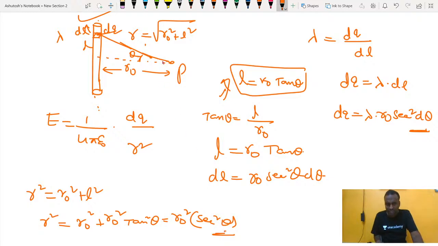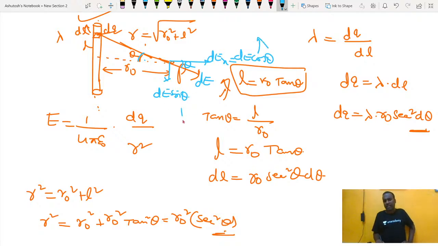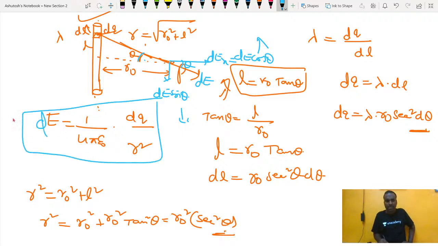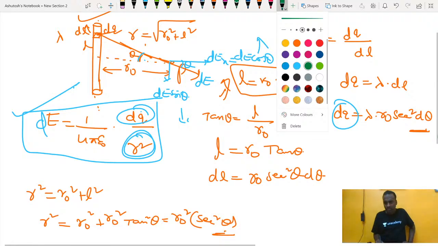Here the electric field due to this elementary part has two components: one is the x component, another is the y component. This is the electric field, and here the angle is theta, and here also theta. So dEx is dE cos theta, and the y component is dE sin theta. Is it clear, students? Now I am providing the electric field due to this small elementary part, dE. In place of dQ you can substitute, and in place of R square you can substitute. Now you can go for integration.